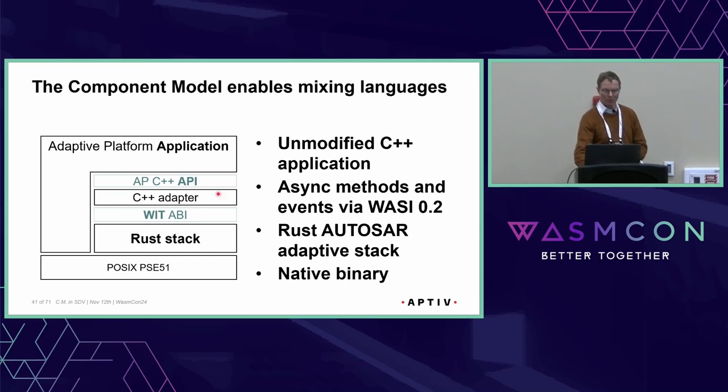We need a small adapter, and then we go for language neutral. Now we can exchange both the upper part and the lower part for any language we would like. In this case, we just exchange the lower part for a Rust stack. This uses asynchronous methods and events using WASI 0.2, so it's full of pollables. And it's a native binary.